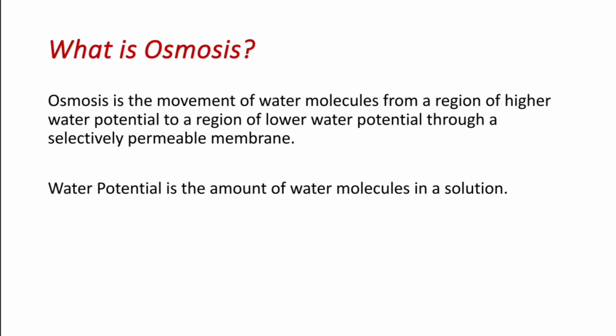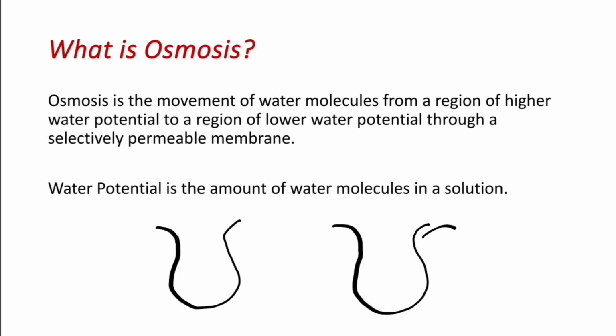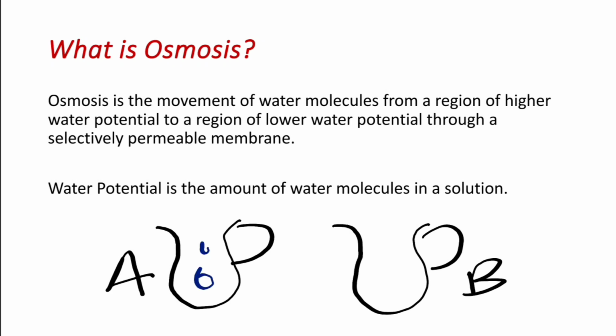So let me give an example. Let's say we've got two cups, cup A and cup B. In cup A, let us say we've got two water molecules. In cup B, let's say we have four water molecules. Between the two cups, which cup contains more water molecules? You will agree with me that cup B has got more water molecules than cup A. Therefore, in this case, cup B has got higher water potential than cup A.